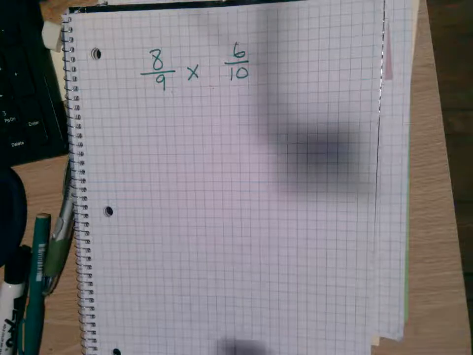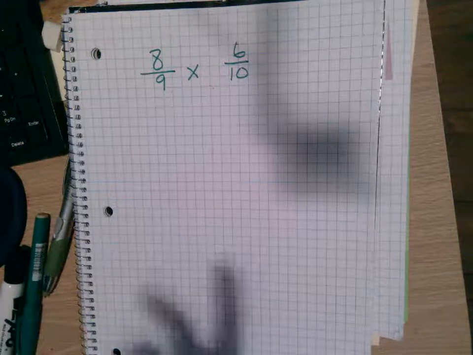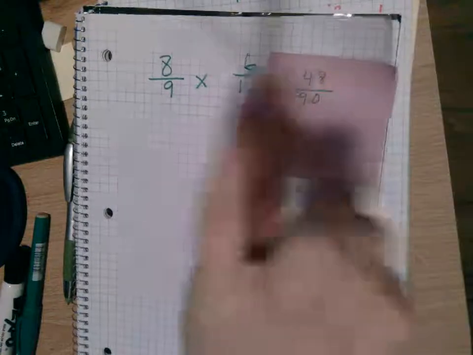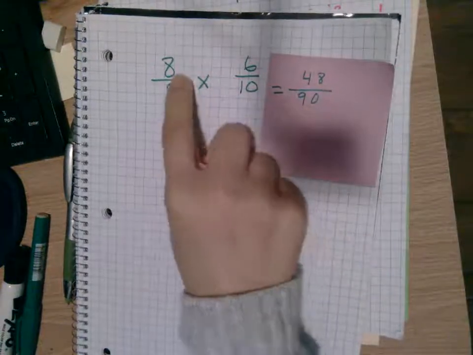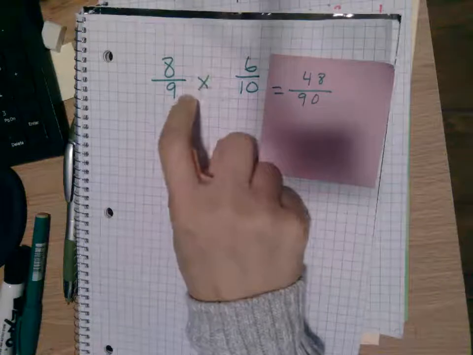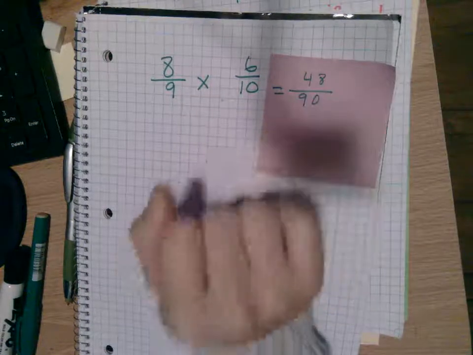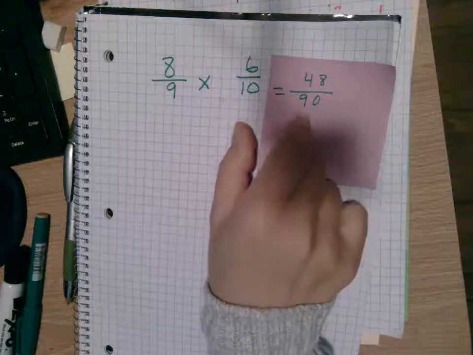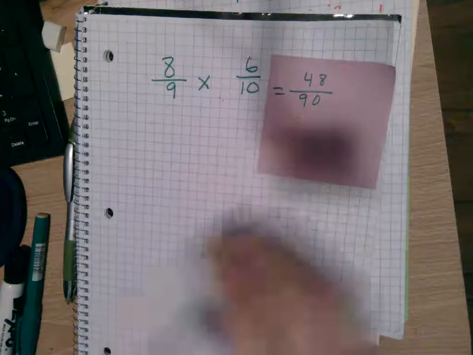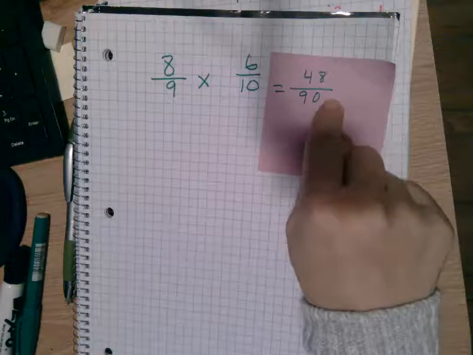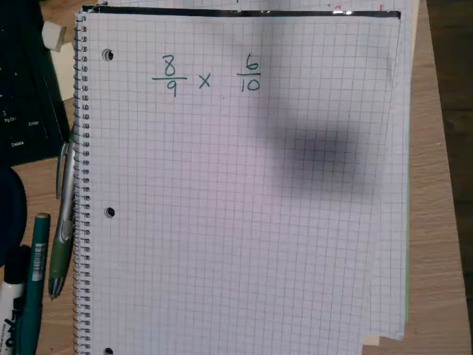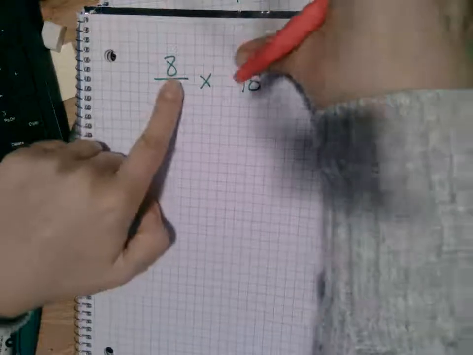Now, if we were to do it the traditional way, you would get an answer of 48 over 90. 8 times 6 is 48. 9 times 10 is 90. If you were to type this answer in, it would be marked wrong because it's not simplified. So instead of getting these really big numbers, we're going to simplify the corners. So cover up the corners.